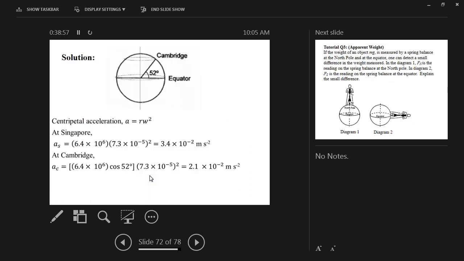With that understanding, I need to recall the concept. I want to find centripetal acceleration. I'm given radius, I'm given omega. So of course the concept to recall will be a = rω². For Singapore, the radius of the circle of the student will be the same as the radius of the Earth. And for the student at Cambridge, what you need to resolve is the radius. You should end up with the radius of the Earth times cosine 52. Actually, for the acceleration at Cambridge, you can just take the acceleration at Singapore, then multiply by cosine 52 also.